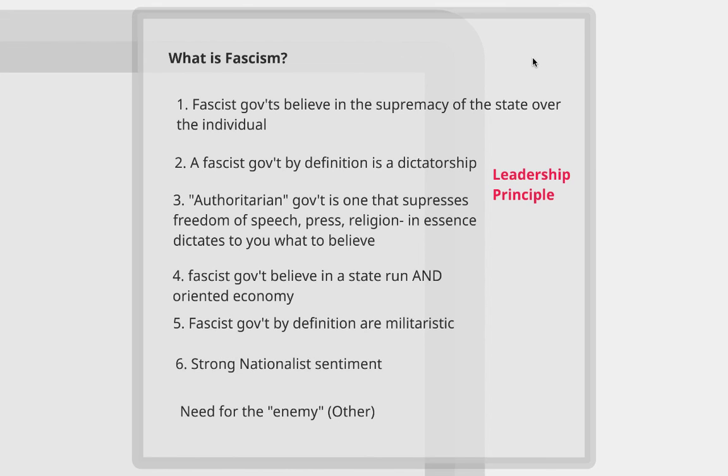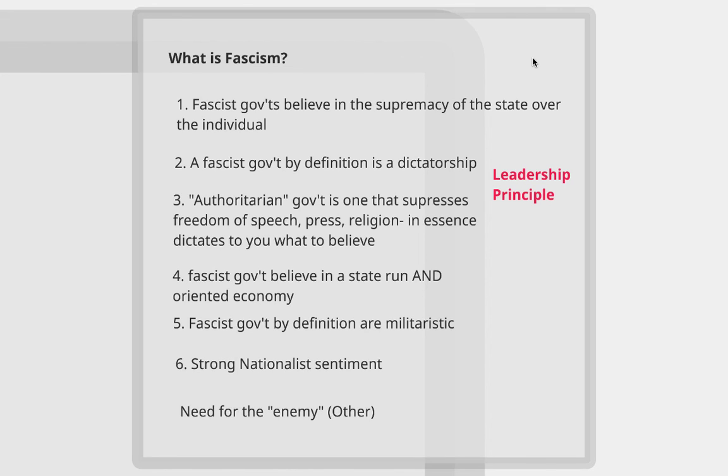Number 2, a fascist government by definition is a dictatorship. Okay, it is run by dictators who say, I'm in charge here. There's no mistaking that at all. Okay, and especially when it comes to German fascism, it works on the leadership principle where everybody's working towards the Führer, right? For the Führer, everything to make the Führer happy, moving upwards towards the Führer. Okay, but it gets better or worse.